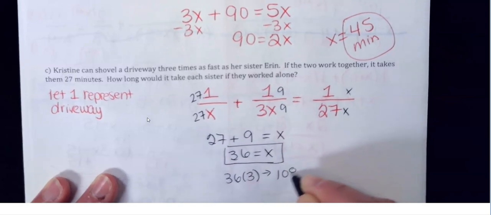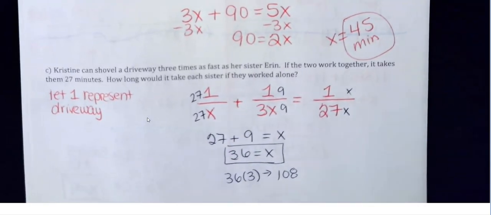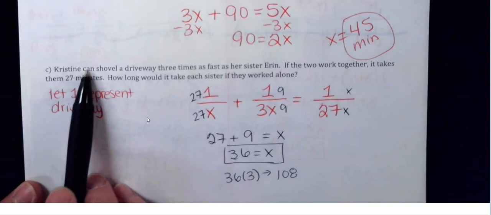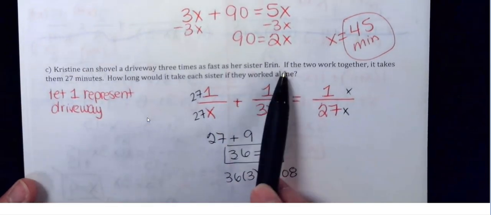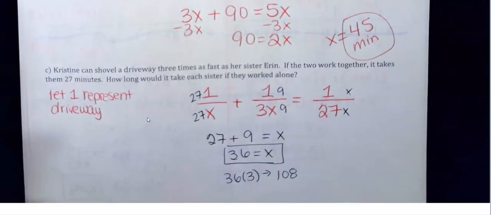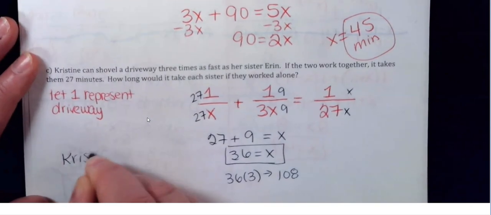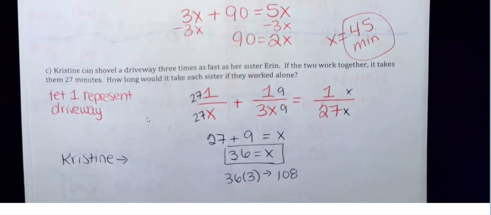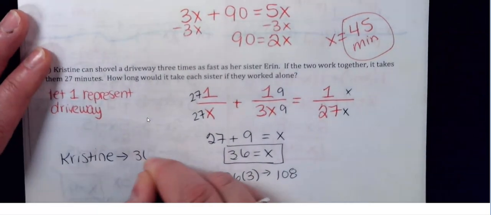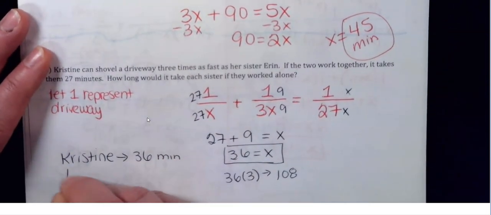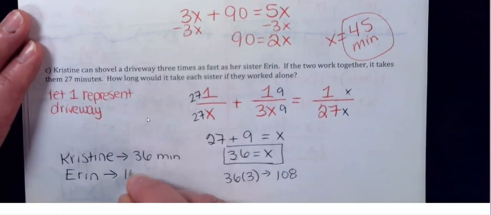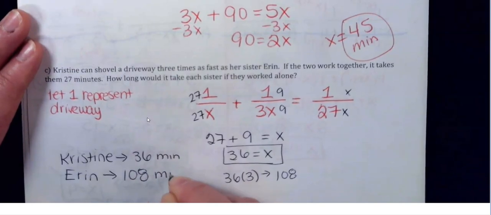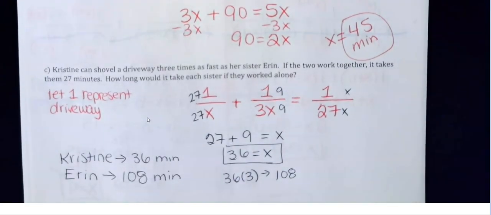that's 108. Okay, now, as I read this, it says Christine can shovel the driveway 3 times as fast as her sister. So the faster person would have the smaller time. So she would be the 36 minutes. And she's 3 times as fast. So the other sister, Erin, is going to be a slower time. So she's the 108.